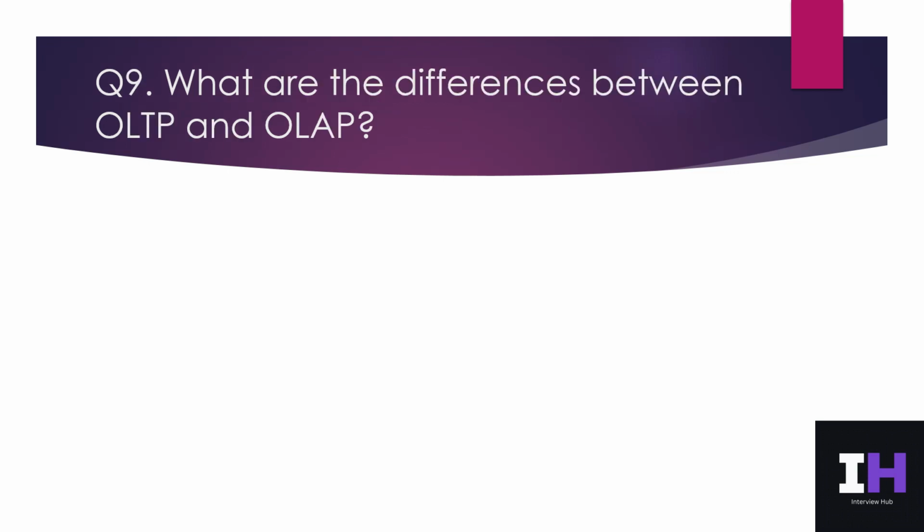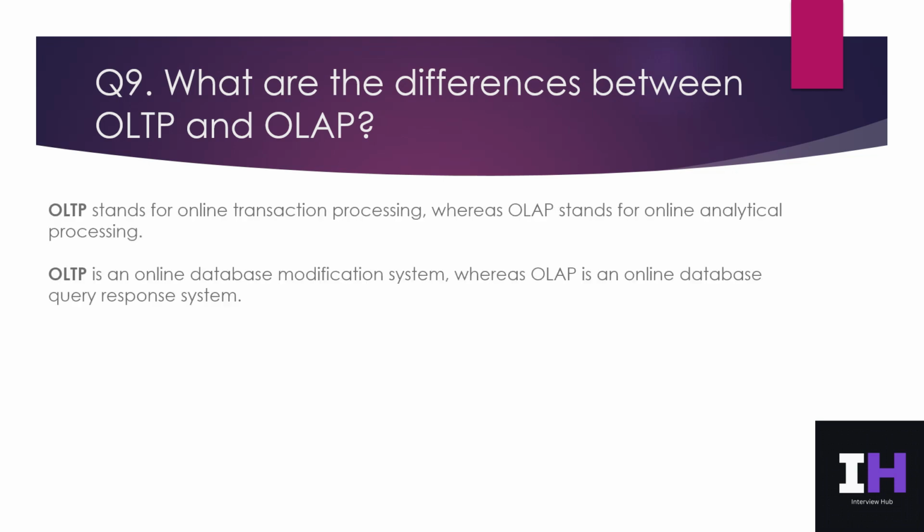Q9. What are the differences between OLTP and OLAP? OLTP stands for Online Transaction Processing, whereas OLAP stands for Online Analytical Processing. OLTP is an online database modification system, whereas OLAP is an online database query response system.